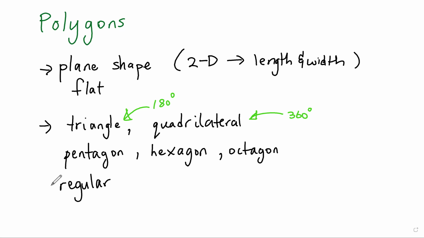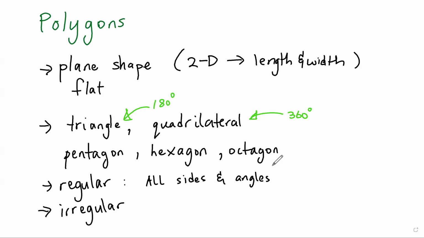What about the difference between a regular polygon and an irregular polygon? What's the difference between those two? Anybody know? Regular is when all sides are equal. That's right. So in a regular polygon, all sides and all angles are equal. And an irregular one has different sides and different angles.